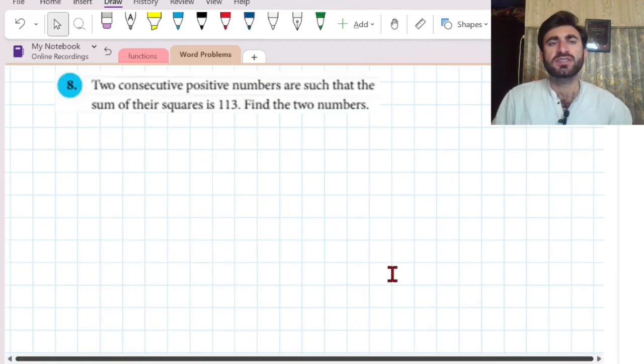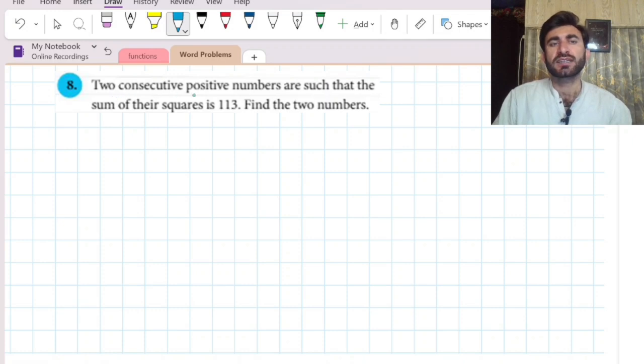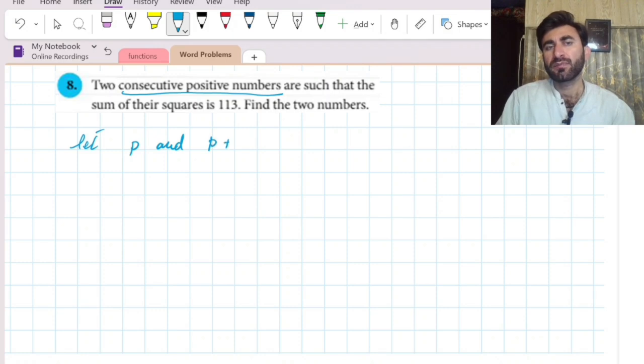Coming to the next question from the same exercise, it states: two consecutive positive numbers are such that the sum of their squares is 113. Because it says consecutive positive numbers, first we have to suppose the numbers. Let's say p and p plus 1, or p minus 1, be the numbers.